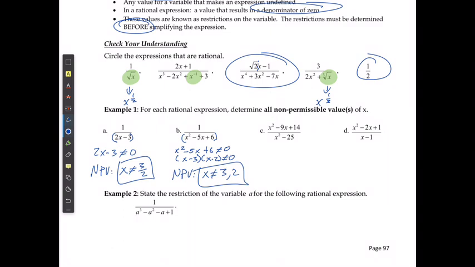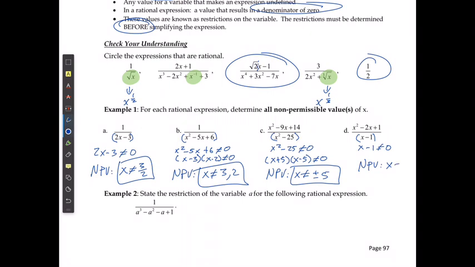For example C, if x squared minus 25 can't equal 0, then x plus 5 times x minus 5 cannot equal 0, and the NPVs are going to be that x cannot equal either positive or negative 5. And in the last case, if x minus 1 can't equal 0, then my non-permissible value is going to be that x cannot equal 1.